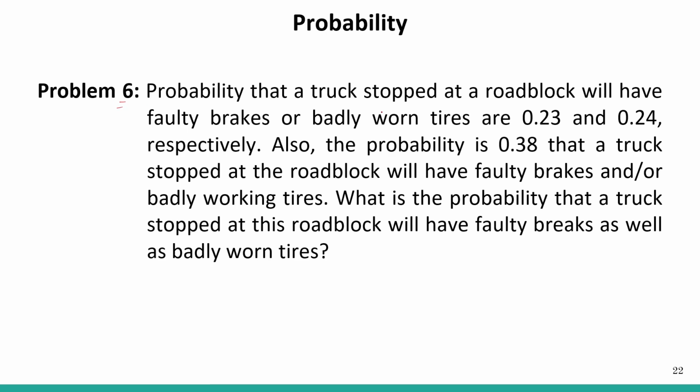The probability that a truck stopped at a roadblock will have faulty brakes or badly worn tires are 0.23 and 0.24 respectively. Also, the probability is 0.38 that a truck stopped at the roadblock will have faulty brakes and badly worn tires. So here we are talking about the intersection, both of these are happening. What is the probability that a truck stopped at the roadblock will have faulty brakes as well as badly worn tires? Here it is not 'and', this is only 'or'. Here we are asking about 'and'.